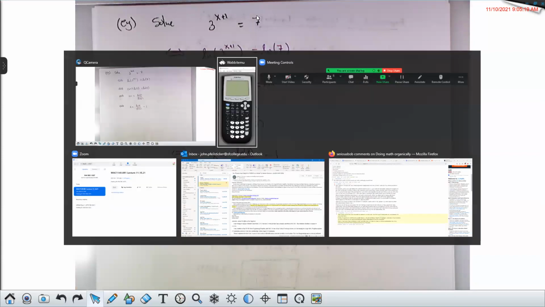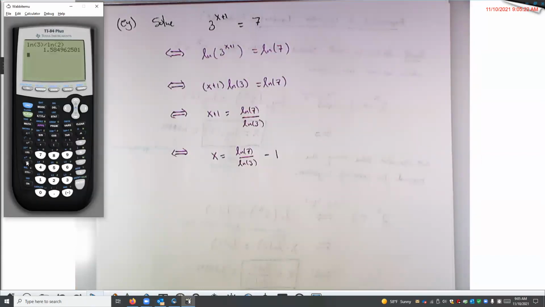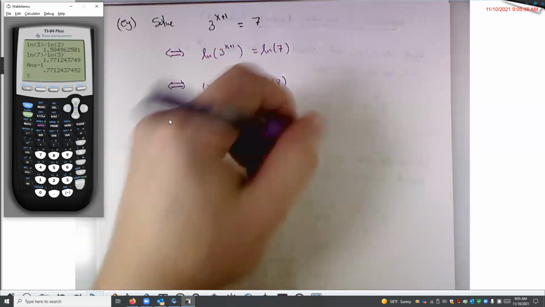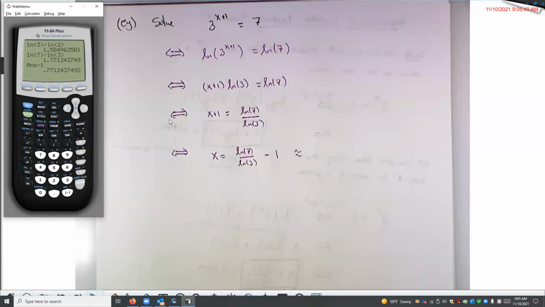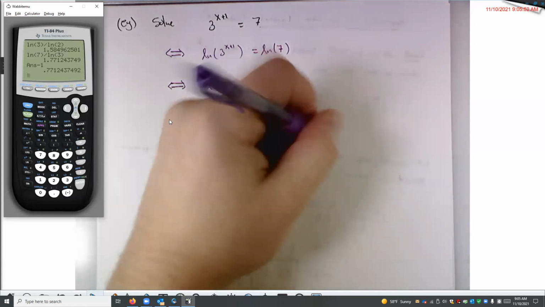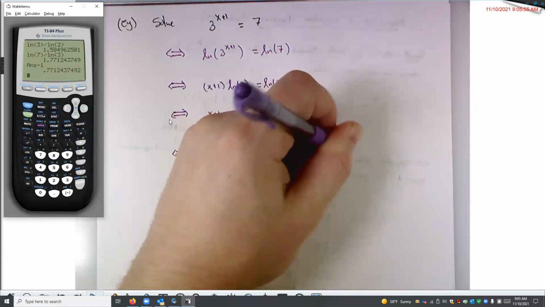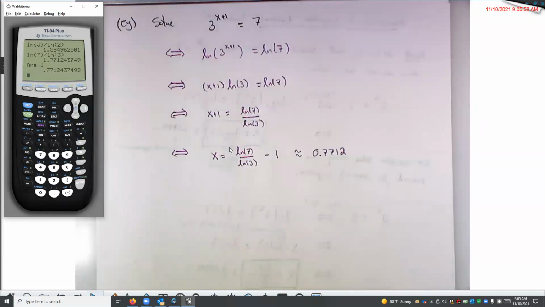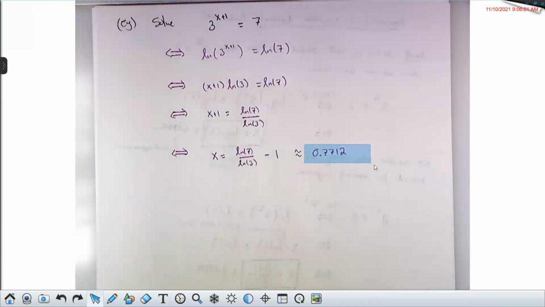And then if I want a decimal approximation, you can compute the natural log of 7 over the natural log of 3 and then subtract 1 from that. Be careful with your order of operations. You notice I computed that ratio and then subtracted 1 just to be careful. I recommend that you enter these in ways that you're 100% confident you're doing it correctly. So this comes out to about 0.7712. And again, this would be your exact answer, and this would be your decimal approximation.